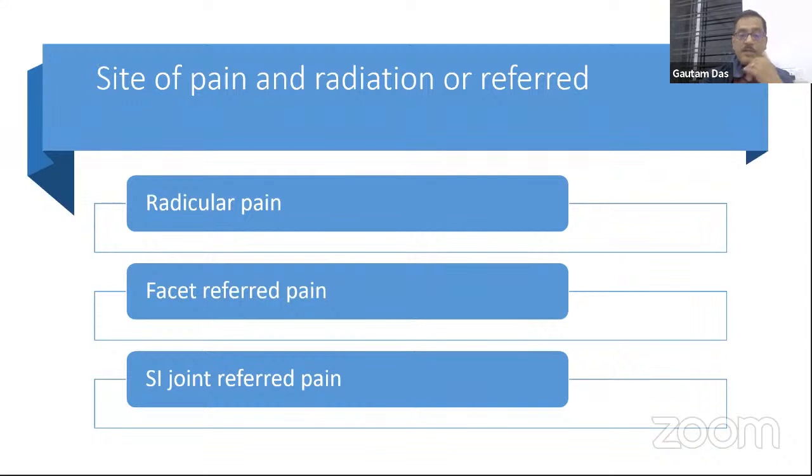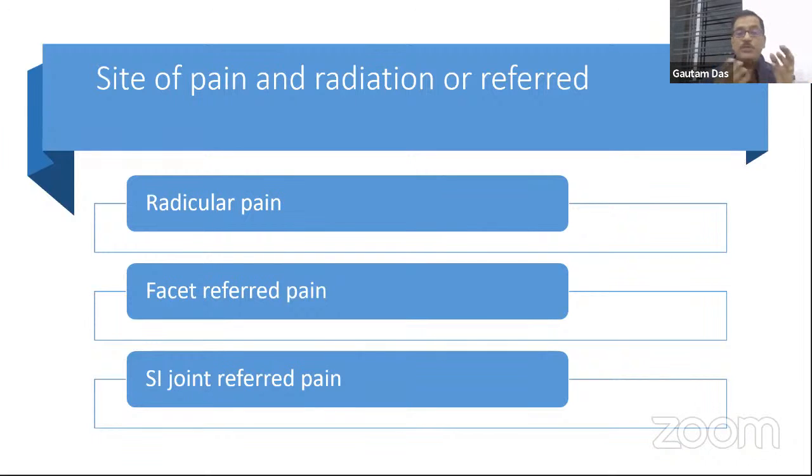The site of the pain, and radiation and referred. This is one very important thing, many times asked by the participants: what is the meaning of radiation, what is the meaning of referred. Basically, the source of the pain, the starting point of the pain, is one, and it is going to the distal areas. So it can be called either radiation or referred.